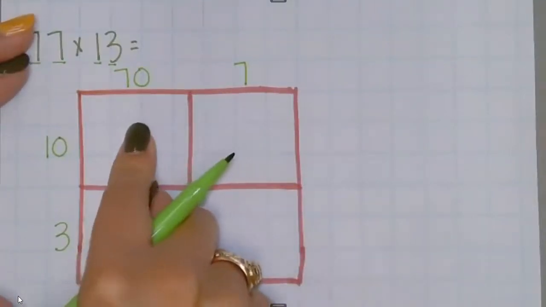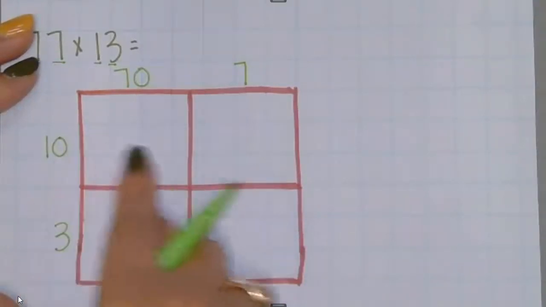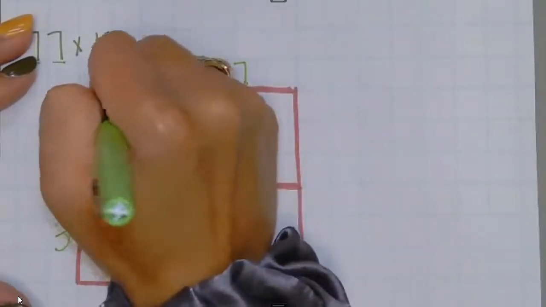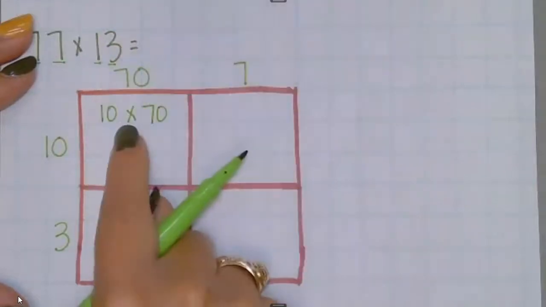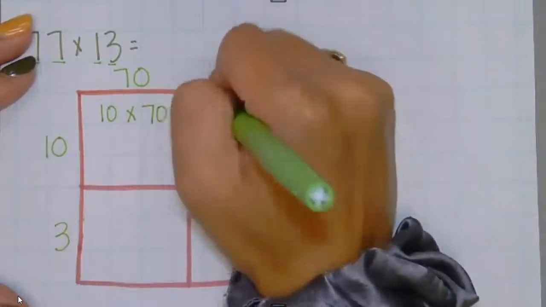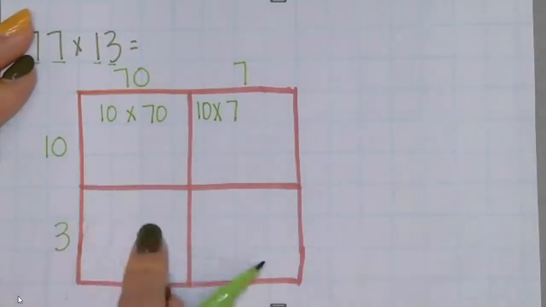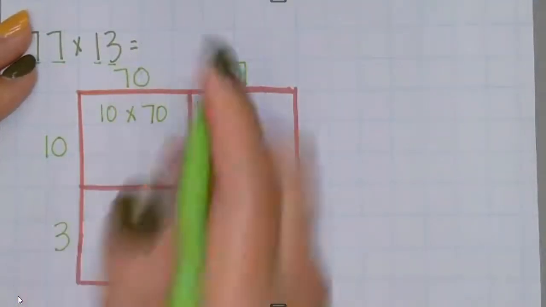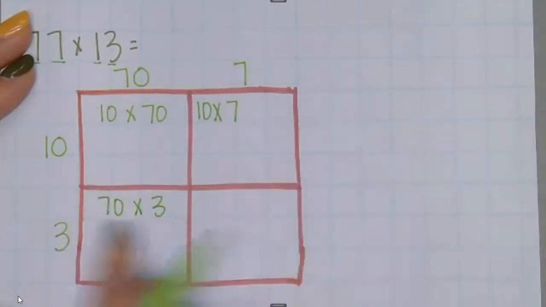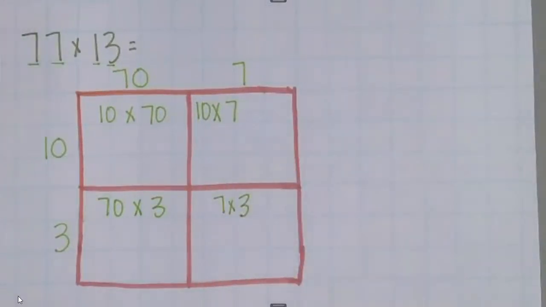Now what you're going to do is put your finger in a box, and go up, over and up, over to the left and up. The two numbers that you hit are the two numbers that you're going to be multiplying inside of this box. So I hit 10 and 70, so I'm going to do 10 times 70. Moving over, I hit 10 and I hit 7, so 10 times 7. My bottom left-hand box, I'm going to go up and over, and so I hit 70 and 3, so 70 times 3. And then again, up and over, 7 and 3, so that would be 7 times 3.